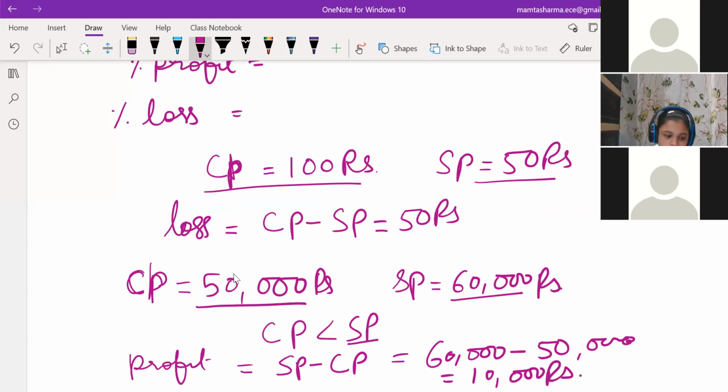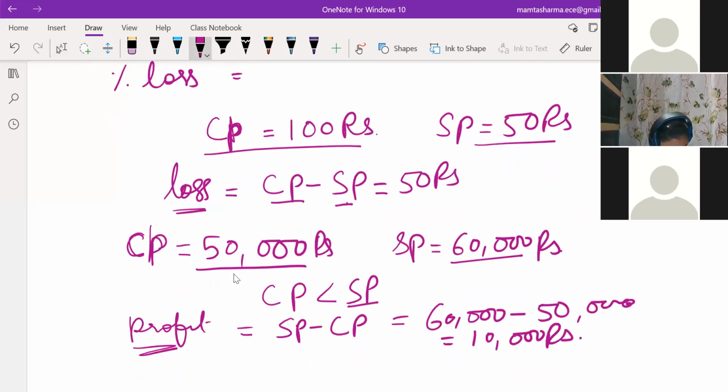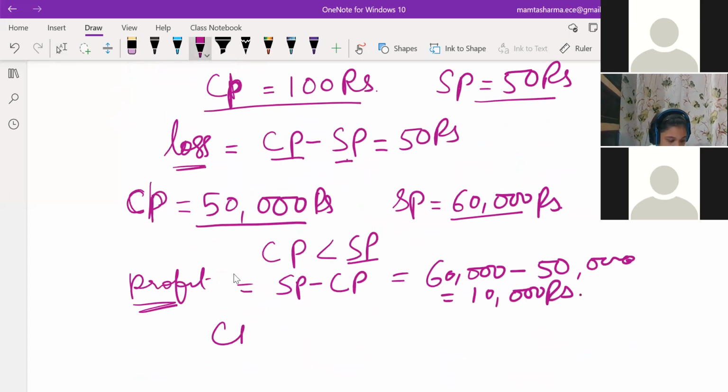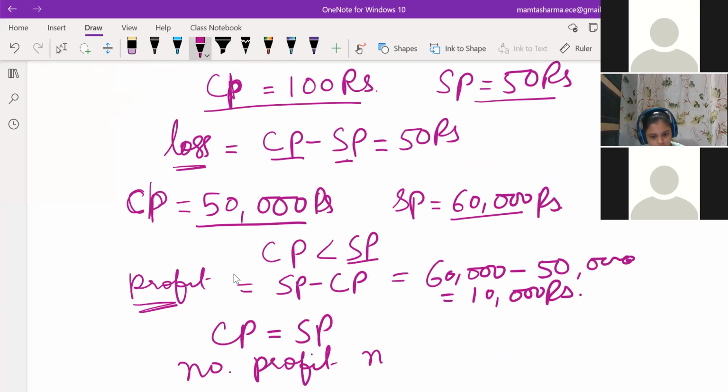Got it? So always compare the cost price and selling price. If cost price is more, it means there is a loss. If selling price is more, it means there is a profit. If both are equal, then no profit, no loss. Clear, Ananya?